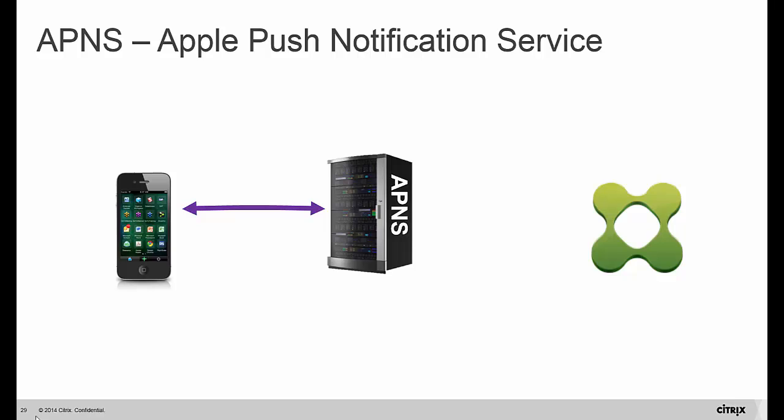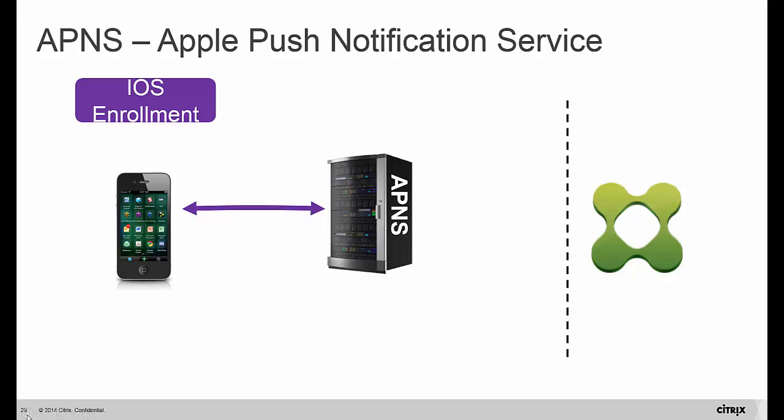APNS is used in order to talk to Apple. It's called Apple Push Notification Services, and our MDM XenMobile Device Manager server requires a certificate in order to talk to it. So you can have an idea how APNS works, we're going to do a quick demonstration here.